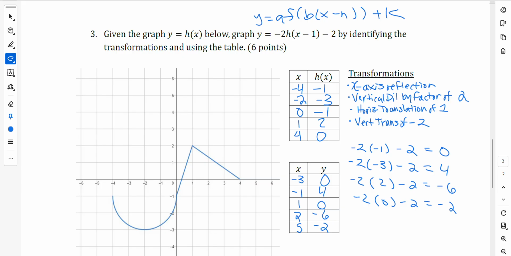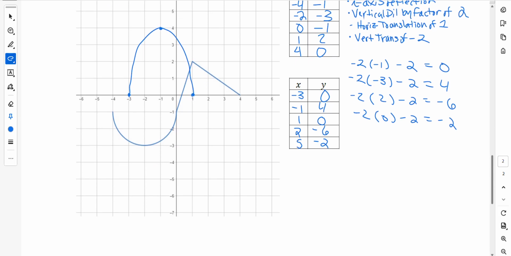Now, I plot the points. -3, 0. -1, 4. Sorry, on the PDF on the screen, it doesn't show up really well. Then 1, 0. So that's my stretched and reflected semicircle, because it stretches it and then it flips it. 2, -6, which is going to be all the way down here. And then 5, -2.